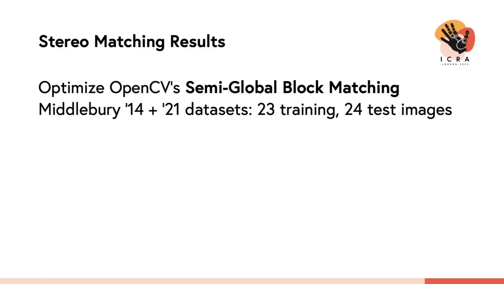For our main example, we'll look at stereoscopic depth matching, which is used to produce depth from calibrated image pairs. We'll use OpenCV's semi-global block matching method as an example and tune its parameters, which include regularization strength and outlier removal. We created a dataset by combining two Middlebury datasets and did an even split, getting 23 training images and 24 test images.